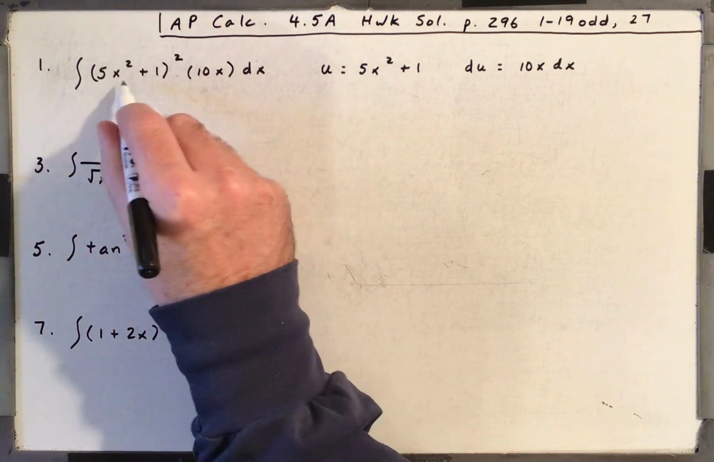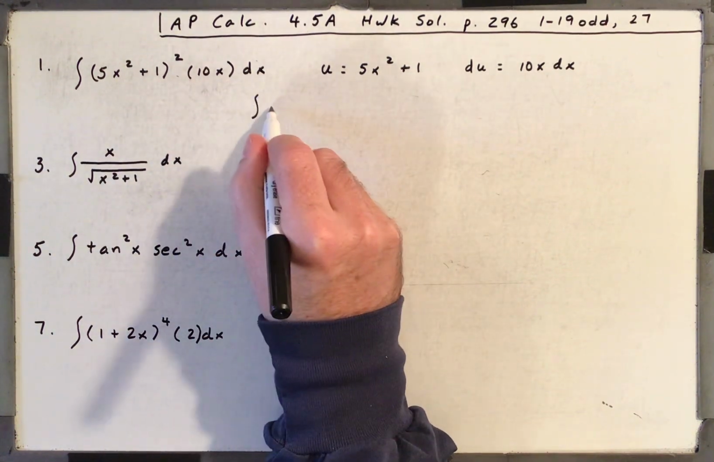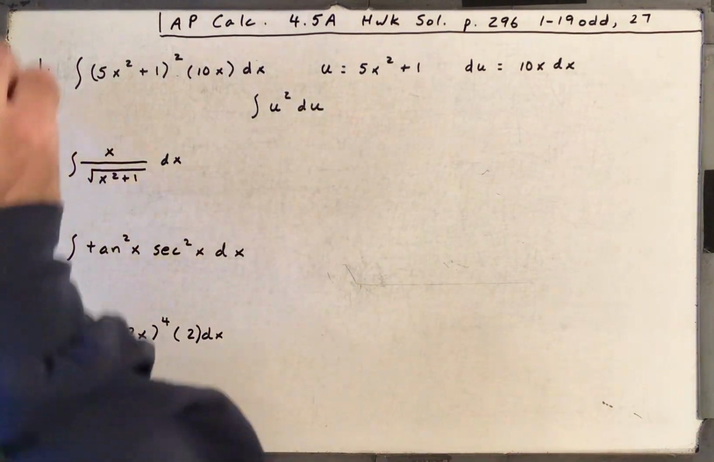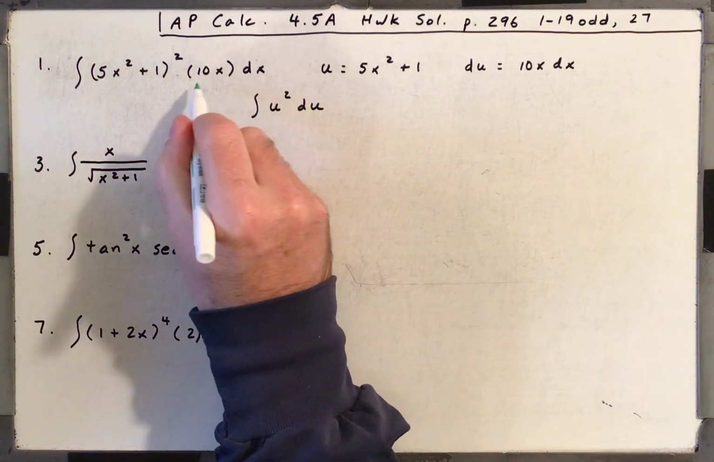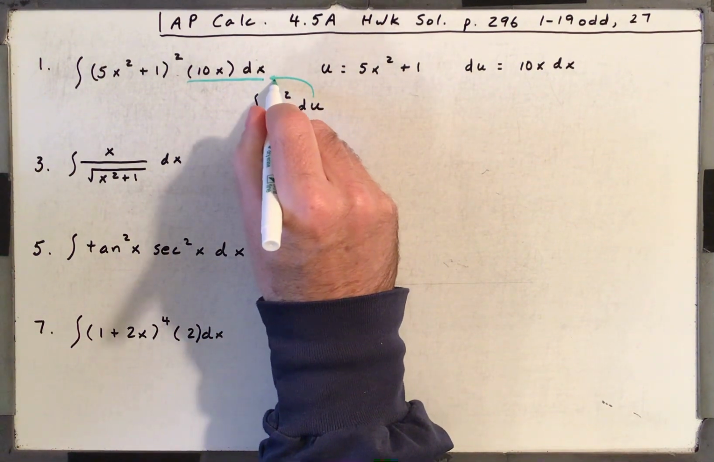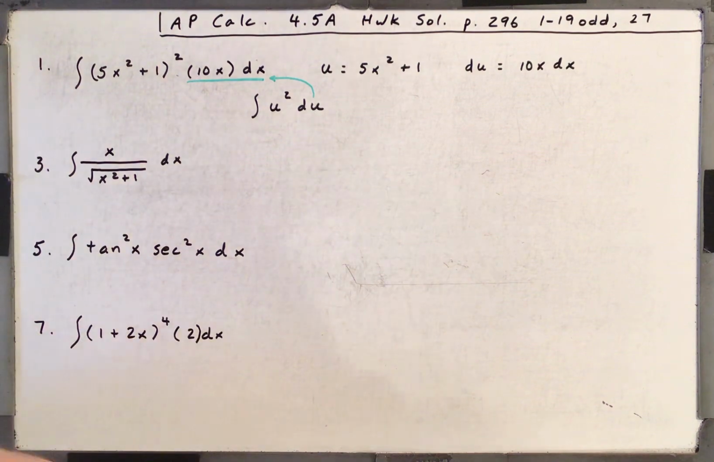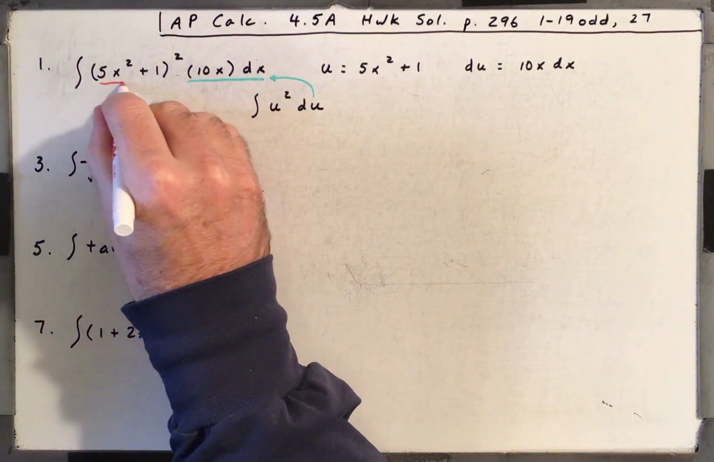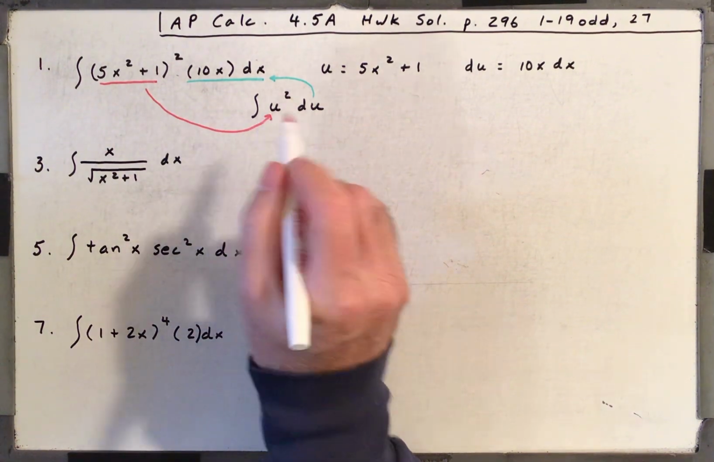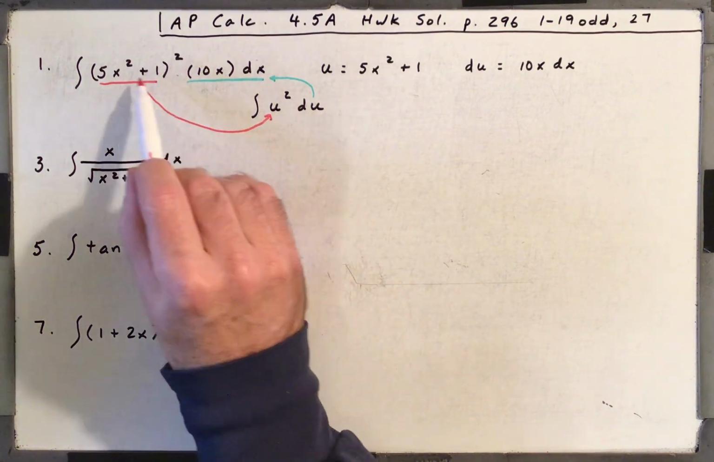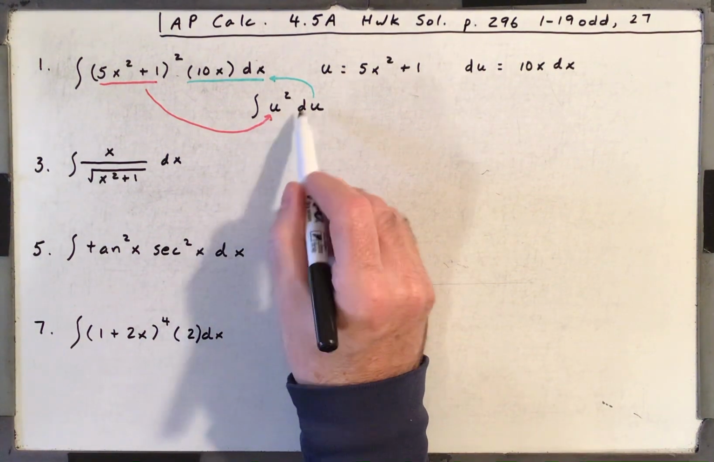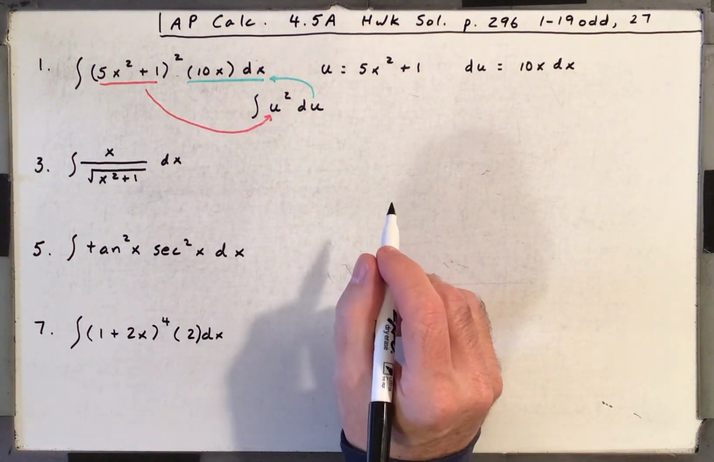If we rewrote this integral now in terms of U, it would be U squared du, because the 10x dx, that's du. 5x squared plus 1 is u. Okay? And then you had to square the u, and then we would integrate that, and that's very easy to integrate. It's 1/3 u to the third, and then you can substitute back in at the end.